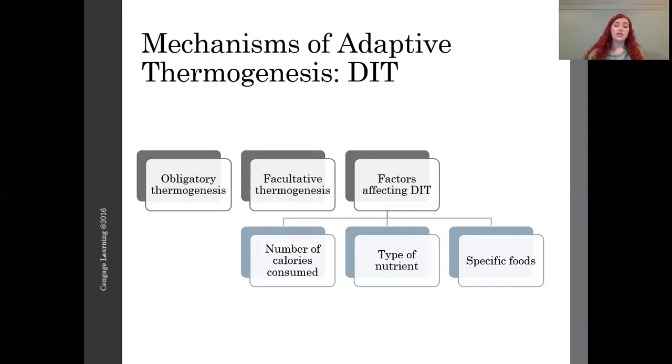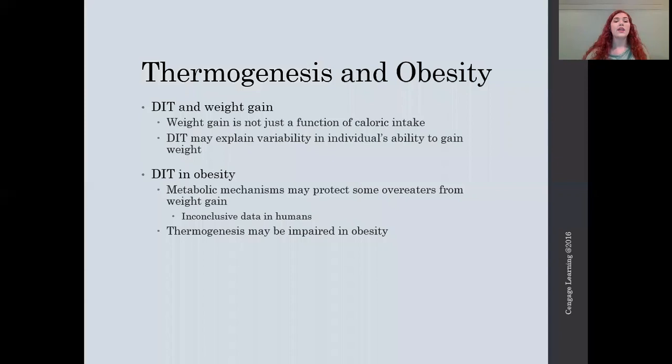The number of calories consumed, the type of nutrients, as well as some specific foods such as caffeine, which are known to increase the metabolic rate, are all factors that can affect diet-induced thermogenesis. So weight gain is not just a function of caloric intake. Diet-induced thermogenesis may explain some variability in individuals' ability to gain weight.